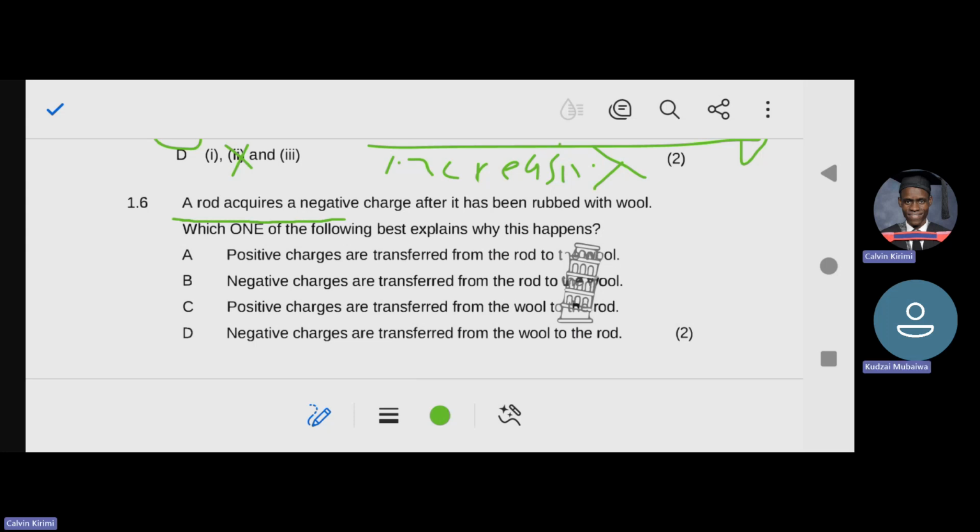Which one can be our answer? Does it mean positive charges are transferred from the rod to the wool? Can I please just read through the ABCD? Okay. Take your time and tell us what could be our answer.